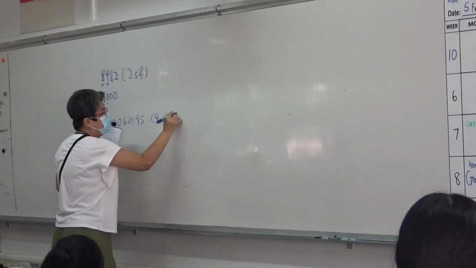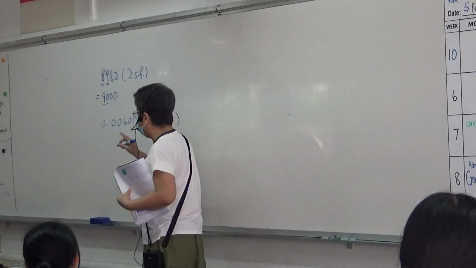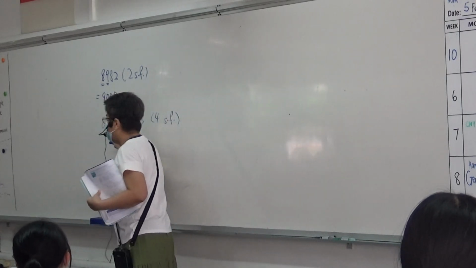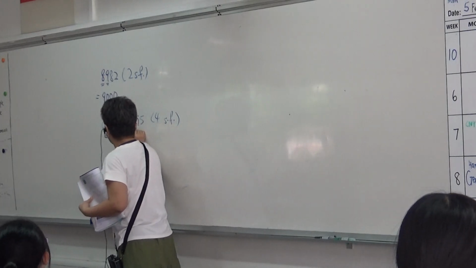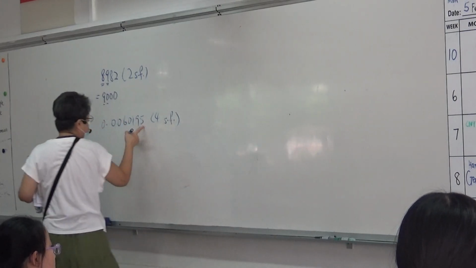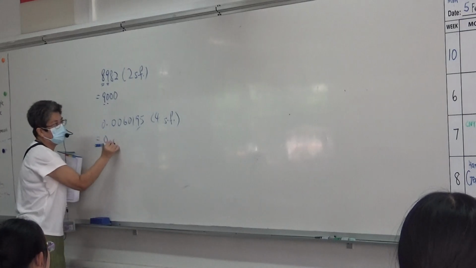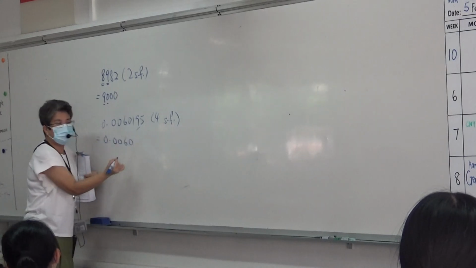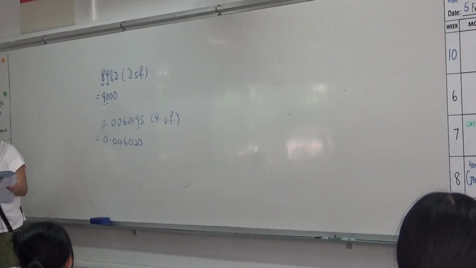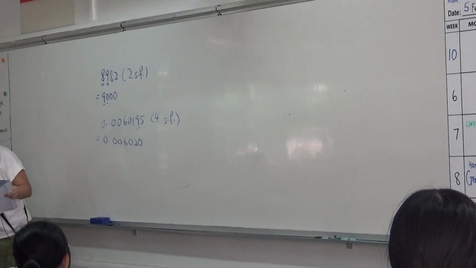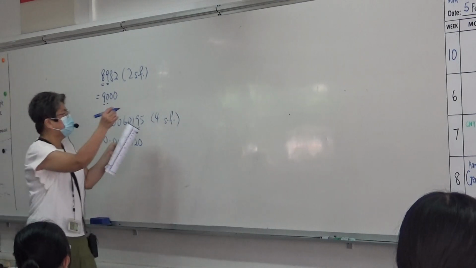Okay, next one. I want four significant figures. Okay. So all the zeros are not counted, right? So 1, 2, 3, 4. Actually, it's until here. But this is a 5. So what should it be? 6, 0, 2, 0. Okay? 6020, agree? Yes? Okay.